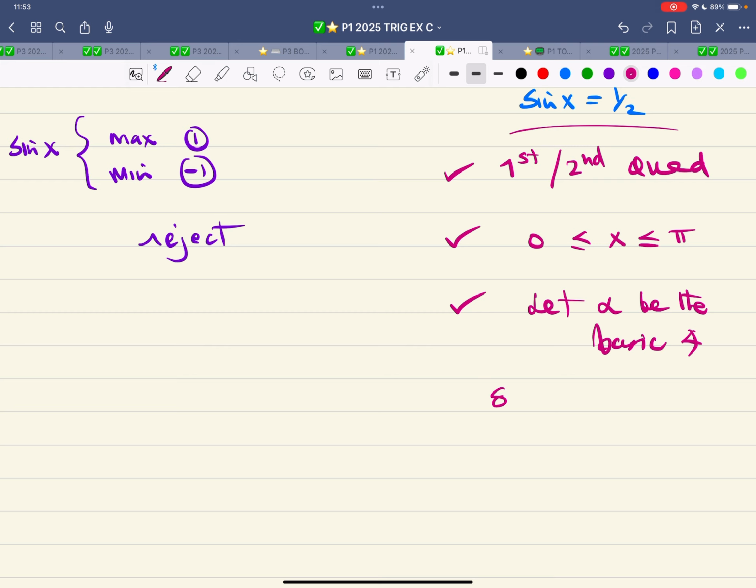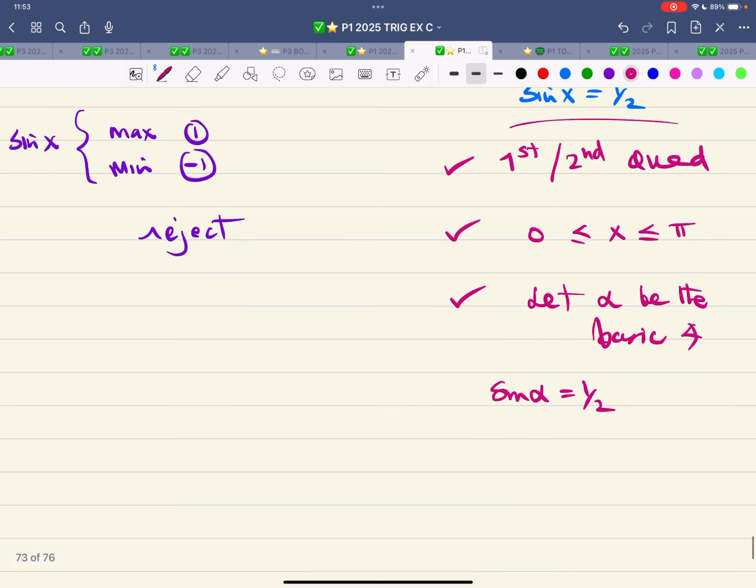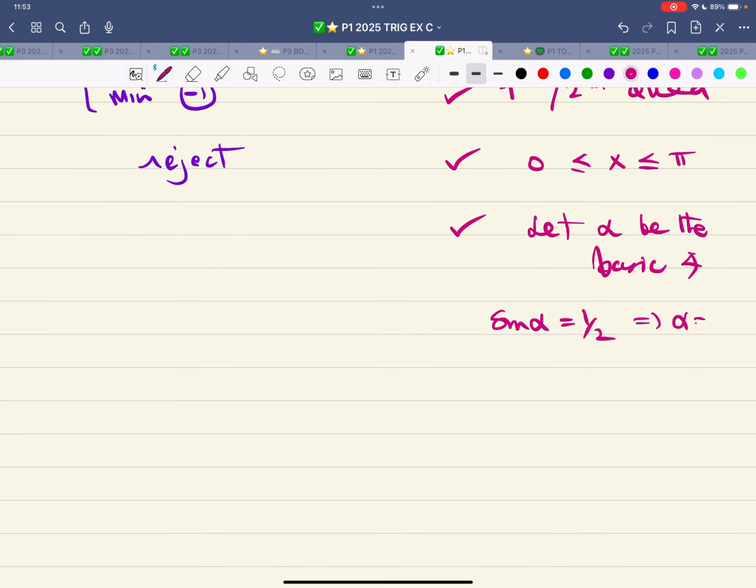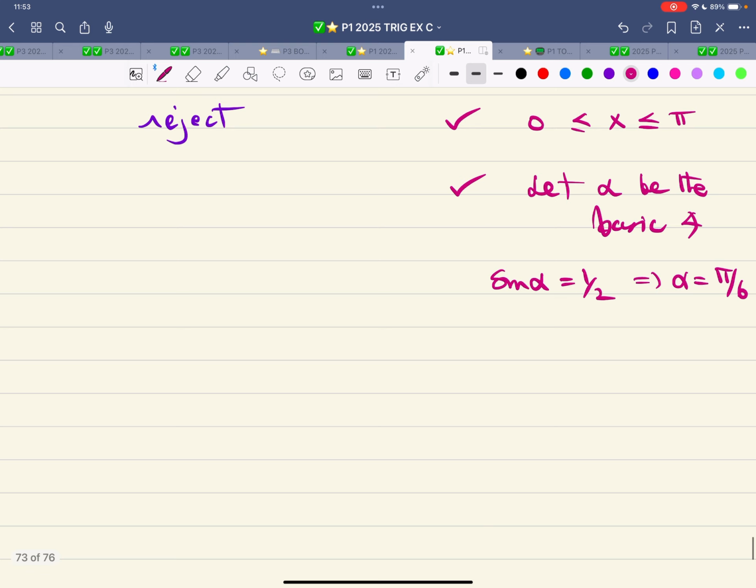And therefore, sine of alpha is half. It's always calculated with a positive ratio. Therefore, alpha is pi by 6. You should remember the famous angles, the ratios. And last but not the least, x is first quadrant, pi by 6.